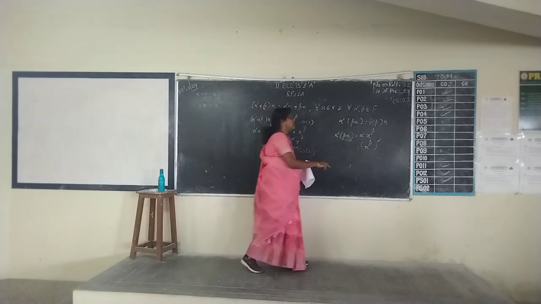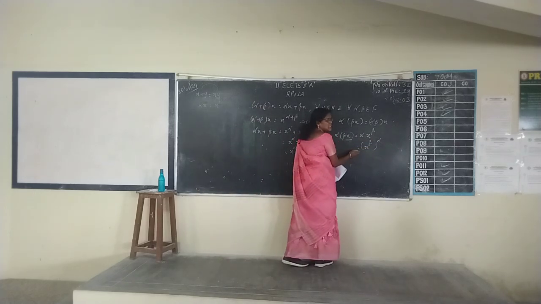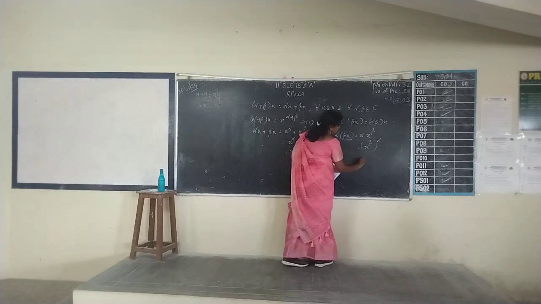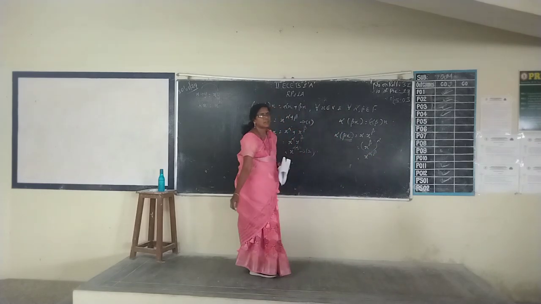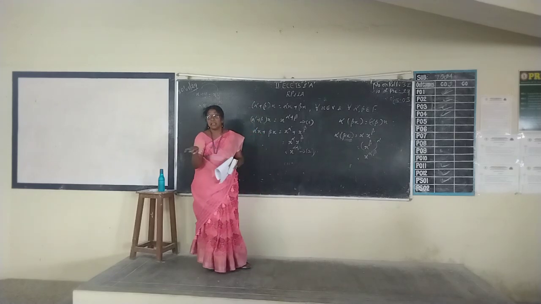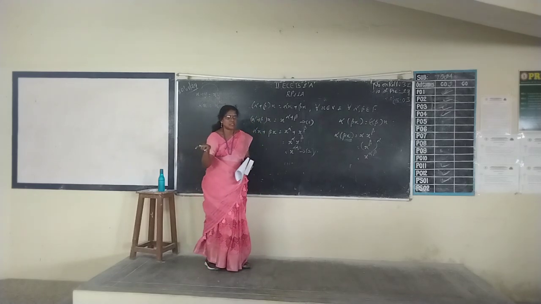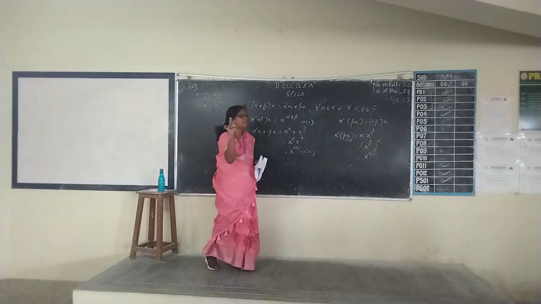Okay, now since everything belongs to only the set of real numbers, this is the same as x power alpha beta. Now it is only real numbers. It does not belong to any operations. So you can write it as x power alpha beta.